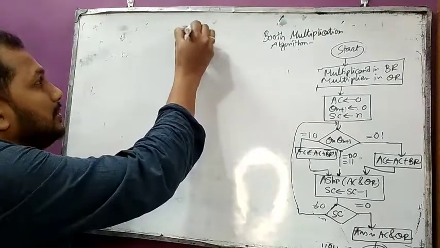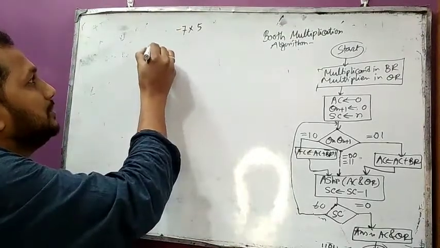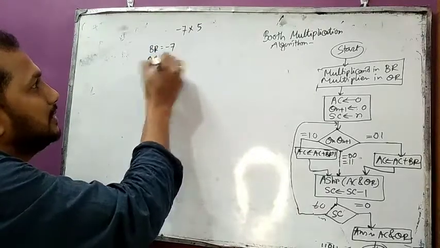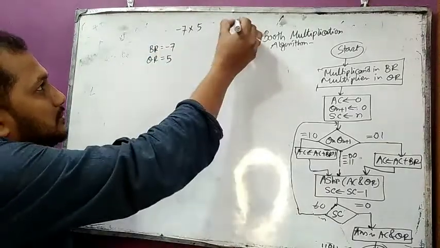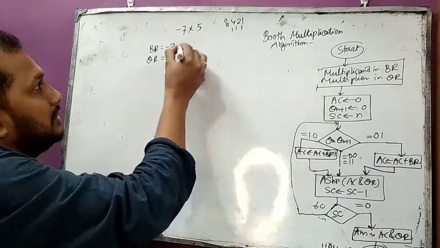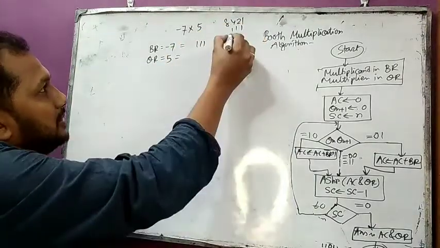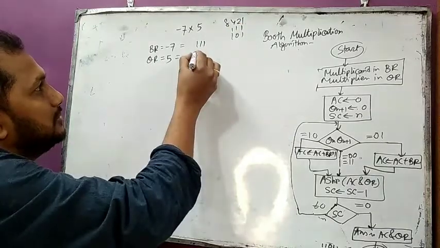Now let us consider the example: -7 into -5. We know the multiplicand is stored in BR, that is -7, and the multiplier is stored in QR, that is -5. The binary of 7 is 1 1 1, meaning 0 1 1 1. And the multiplier QR, that is 5, is 1 0 1, and 4 plus 1 equal to 5 is 0 1 0 1.